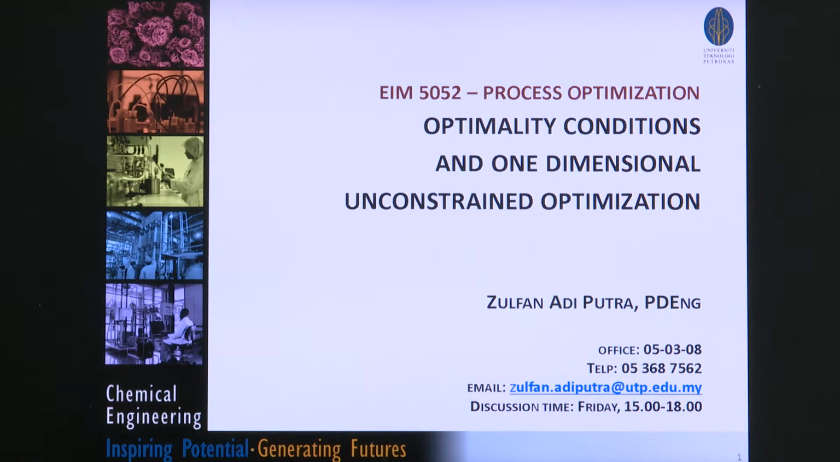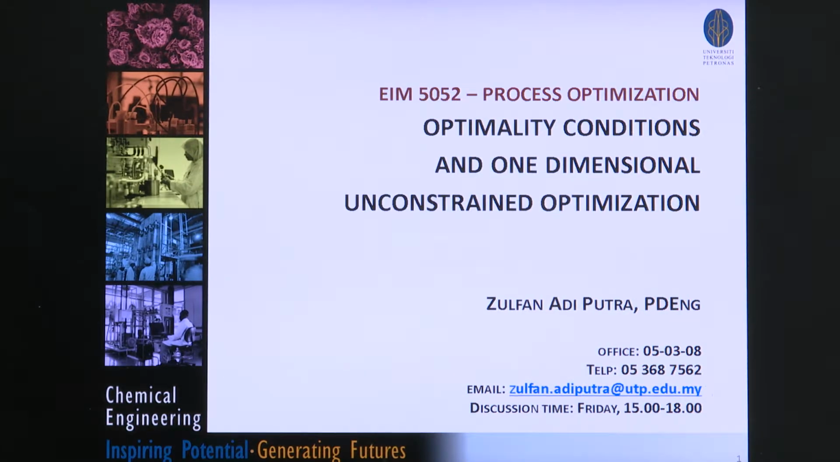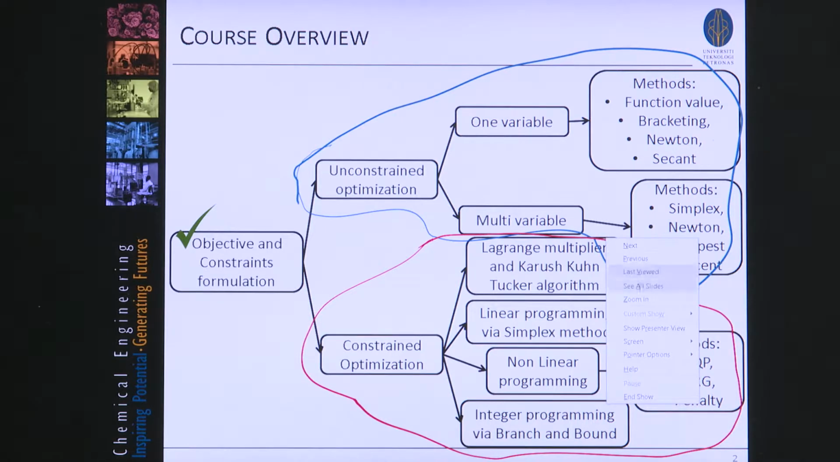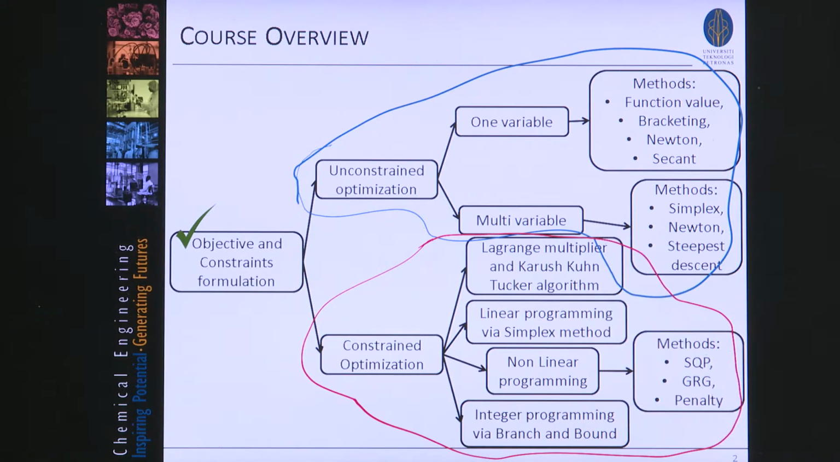We have learned some basics of optimization. We know how to formulate the optimization problem, and now we try to see how we can solve the unconstrained optimization problem. I think you've seen this several times already. So we are here, and this is the part we are going to learn today.